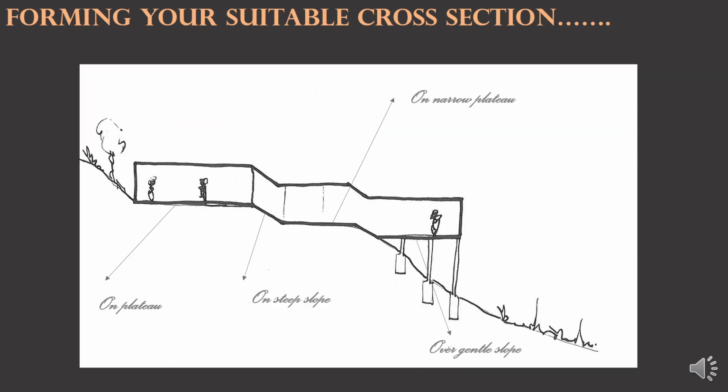In this section, we can see the different parts of them. The first one is on a plateau, which is narrow. The second part of it is on a steep slope. It's a very steep one. Maybe we can translate it in architecture with this small size as a transmitting point, a vertical transmitting point. The other one is a narrow plateau. And the last part of the building is a cantilever, or we can call it an over gentle slope building.